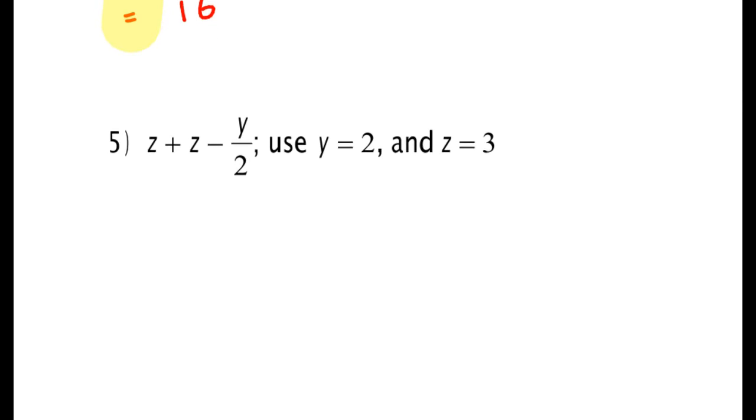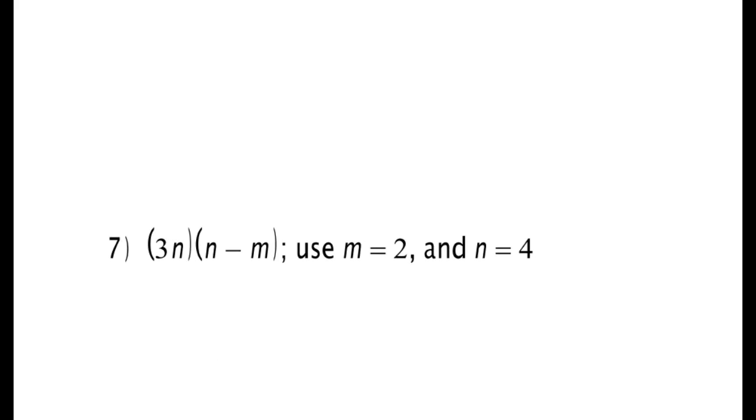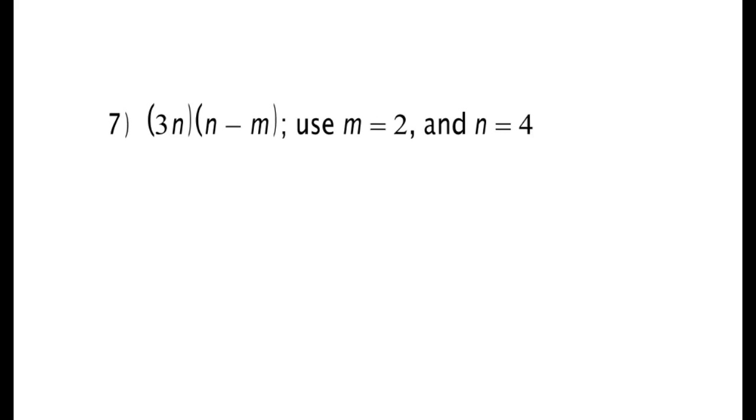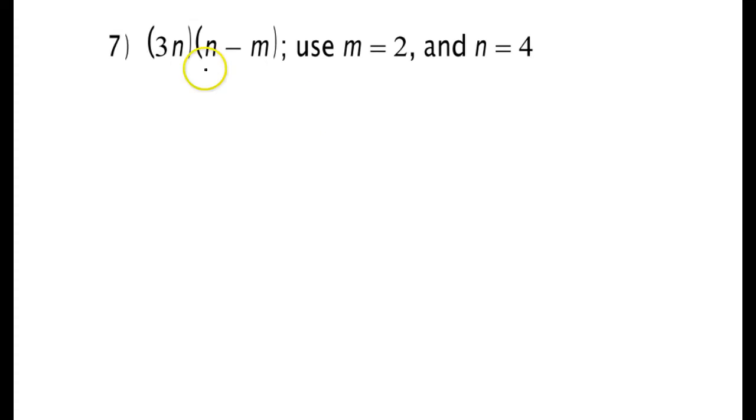All right, let's see here. How about number 7? So I'm going to keep the parentheses that they have. All right, so we have a 3. N equals 4. Good. N equals 4 again. M equals 2.